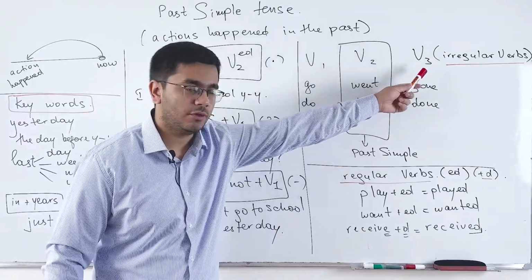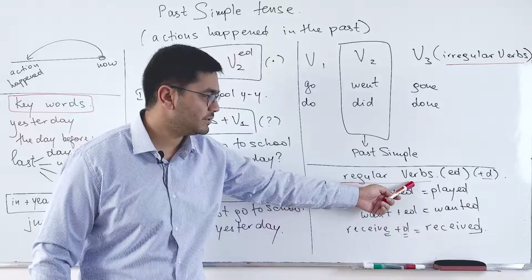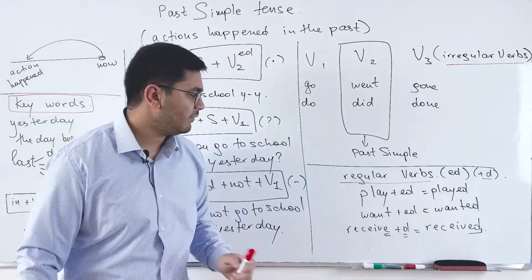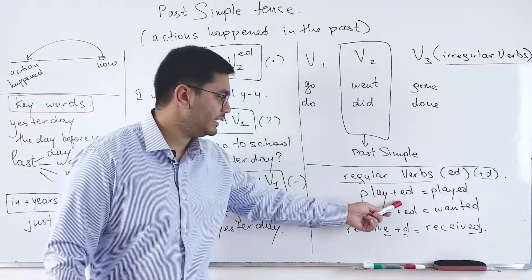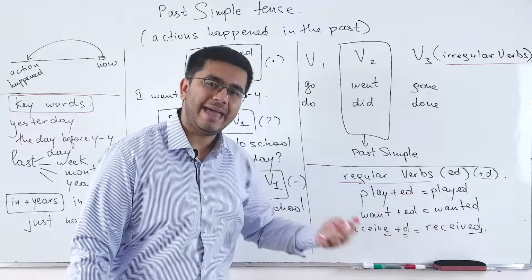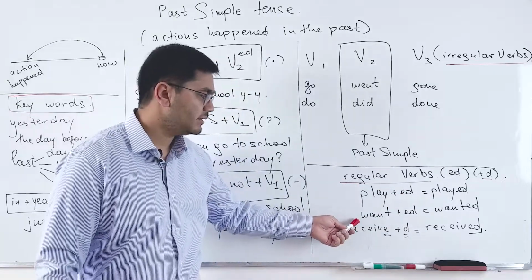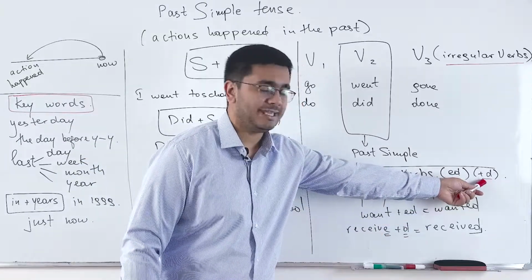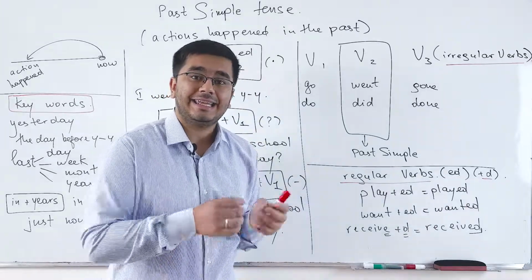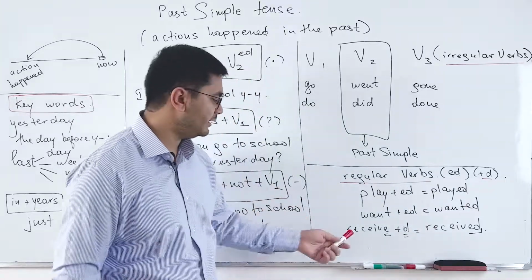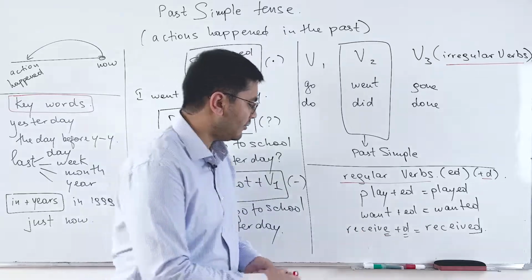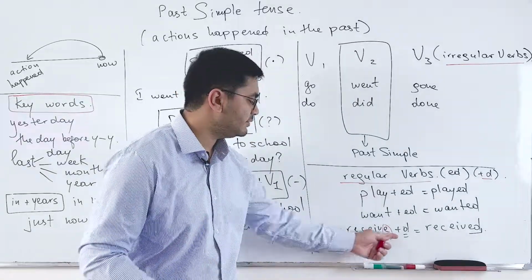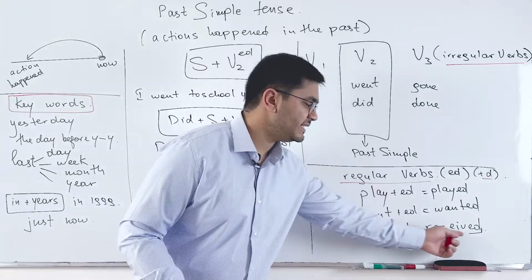So apart from irregular verbs, we have regular verbs. We have to put ed here for the verbs, or d itself. For example, play plus ed, it would be played, in order to make it verb 2. Or want, wanted. And the question is, why and when do we put d? When the verb ends with the letter e, that time we put d. For example, receive. As you see, the verb ends here with e. That's why we cannot put ed, we have to put d. That's why the verb 2 form would be received.